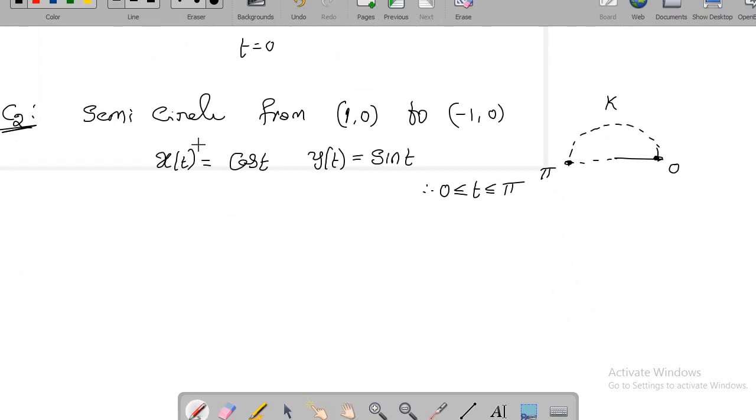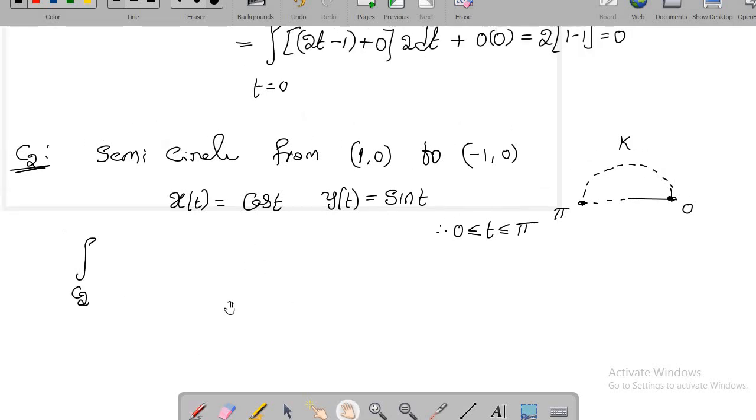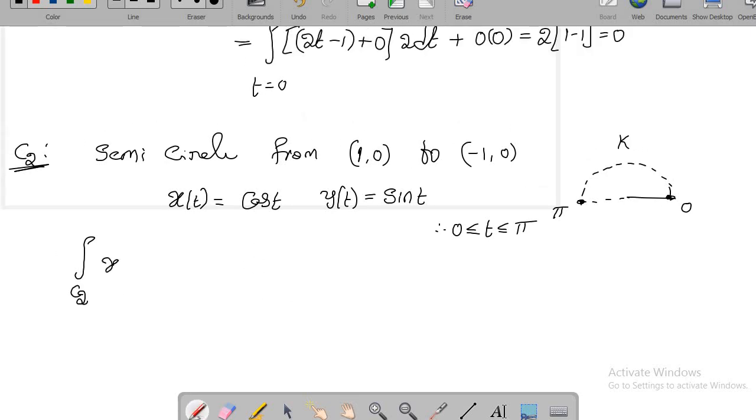Now how do you integrate it? Sorry, let's write the integral first. The integral along C2 is (x plus y) dx plus y dy. I should calculate what dx is. dx is minus sin t dt, and dy is nothing but cos t dt.